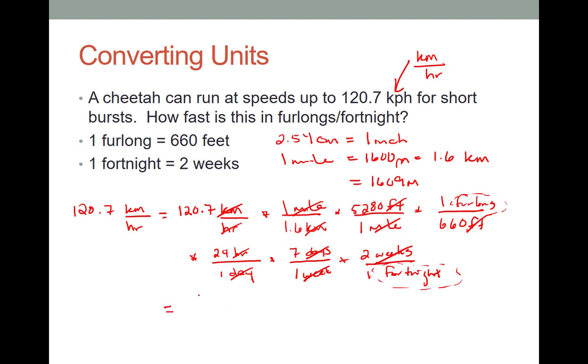So now we grab our favorite calculator: 120.7 divided by 1.6 times 5,280 divided by 660 times 24 times 7 times 2. And that works out to be 2. I'm just going to write this down and we'll figure out the decimal place here in a minute. My calculator is in scientific notation, so I've got to count decimal places. So 1, 2, 3, 4, 5. So it's 202,776 furlongs per fortnight. It's not a big surprise that this is a huge number, considering that 1 furlong is a fair few number of feet, but 1 fortnight is 2 weeks, right?